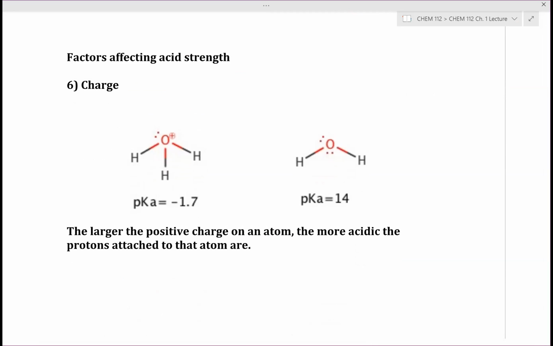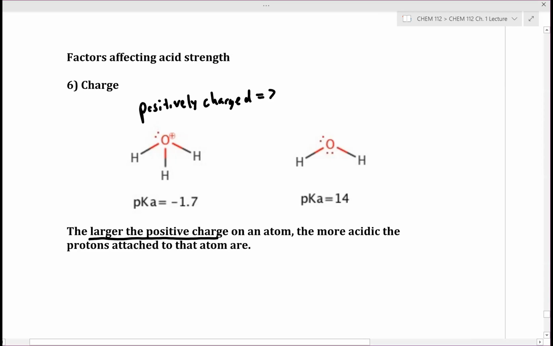So when you have protonated a species that is positively charged, do we notice that it's more or less acidic? If we compare hydronium, H3O plus, to water, what's more acidic, the positively charged or the neutral species? Positively charged species. So the larger the positive charge, the more acidic the protons attached to that atom are. This is a general rule. The more positive charge you build up, the more your atom behaves as if it's electron deficient, and the more readily it's able to stabilize a potential negative charge or lone pair that you make when it's deprotonated.